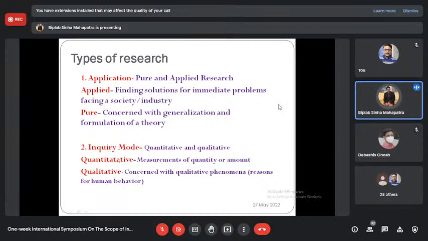If you are doing an inquiry method, it is quantitative or qualitative. Quantitative means it is number based, the measurement of quantity or amount, and qualitative means it depends on human behavior, so it is concerned with qualitative phenomena.